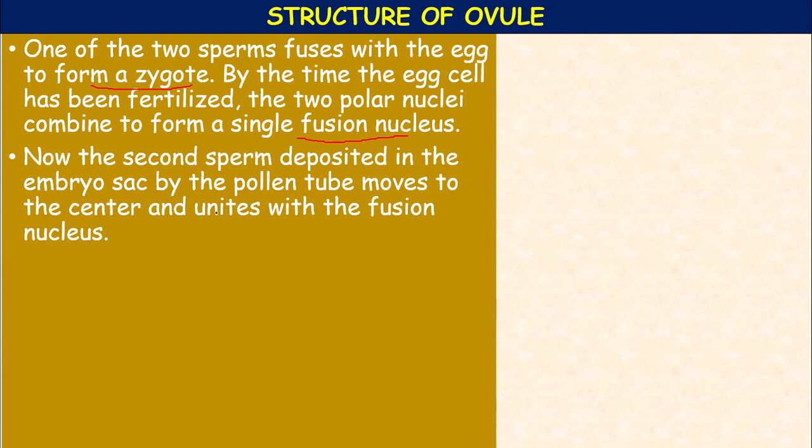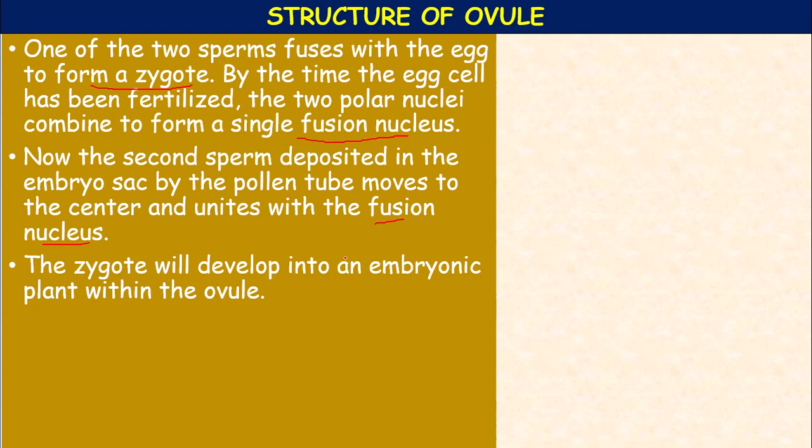Second fertilization. What is the first fertilization? The fusion of sperm with the egg. And the second is the fusion and the formation of endosperm, or endosperm nucleus.